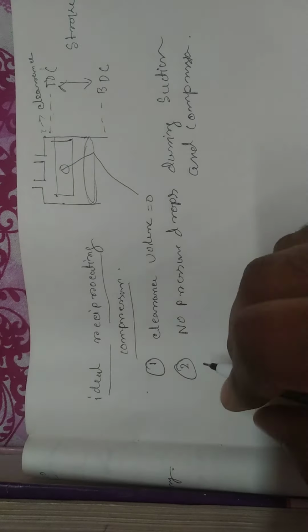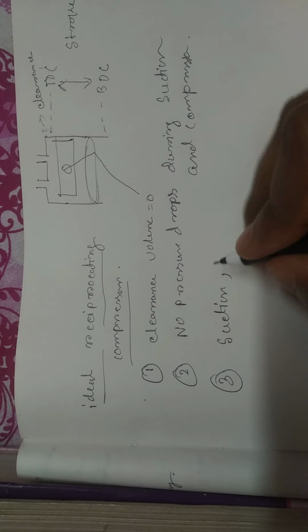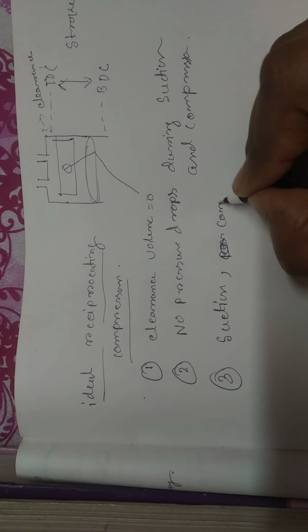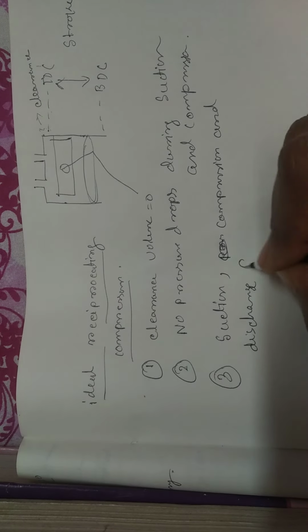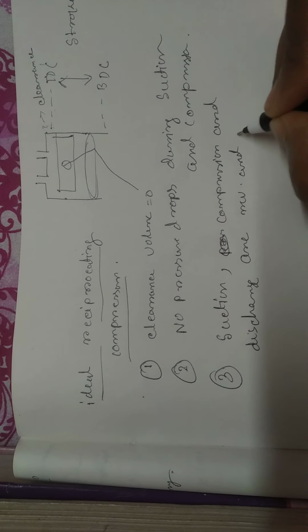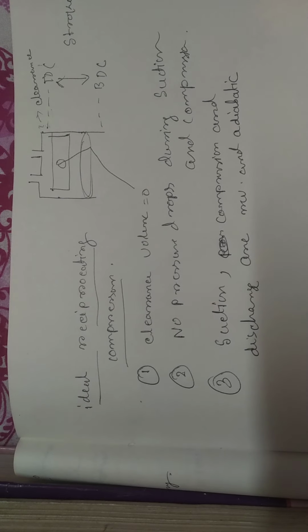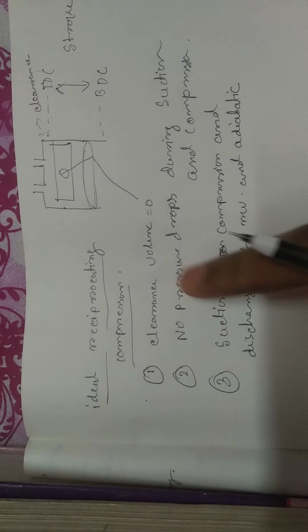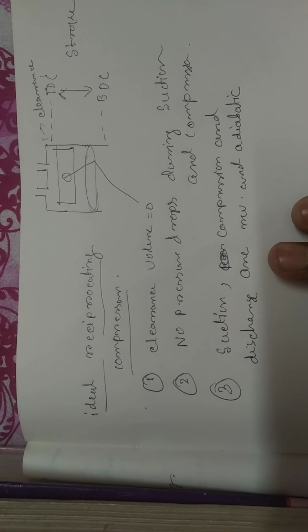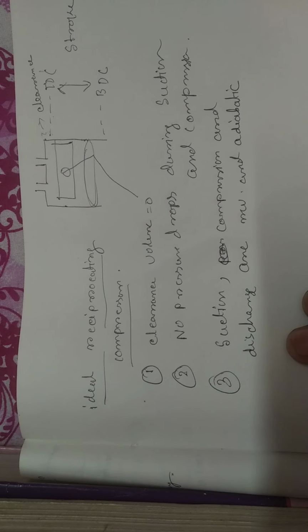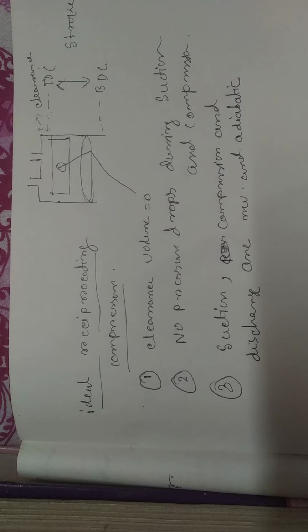Another point is that, we know in any compressor there are four main stages. Suction, compression and discharge are reversible and adiabatic. That means it is an isentropic process. Note that any ideal process, compression or expansion, works as an isentropic process. So the conditions for calling a reciprocating compressor ideal are: first, the clearance volume should be zero; second, no pressure drops during suction and compression; and third, suction, compression and discharge all occur within a reversible adiabatic process, that means an isentropic process.